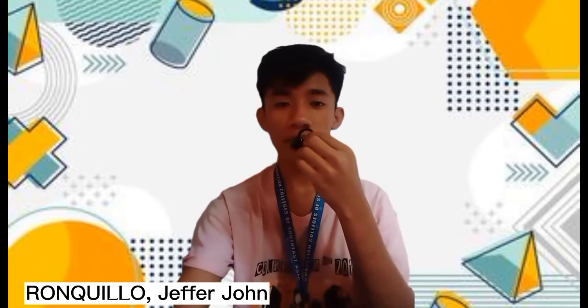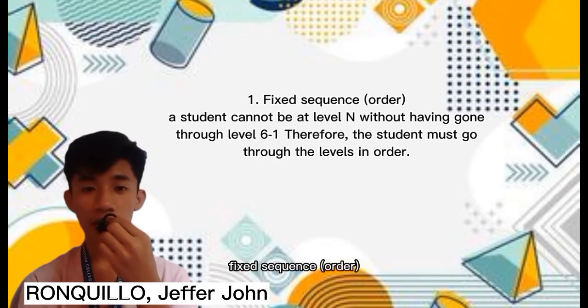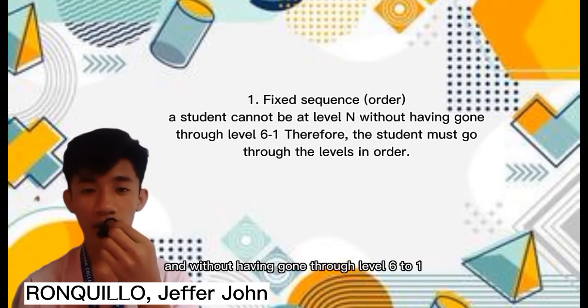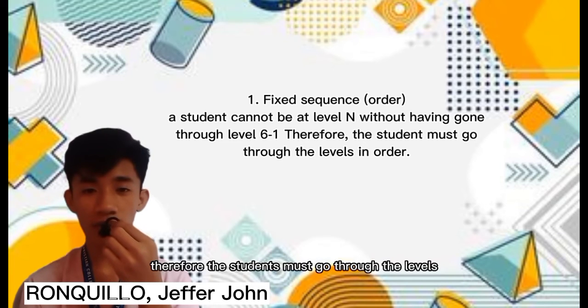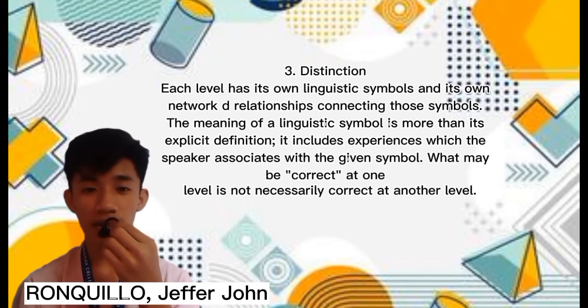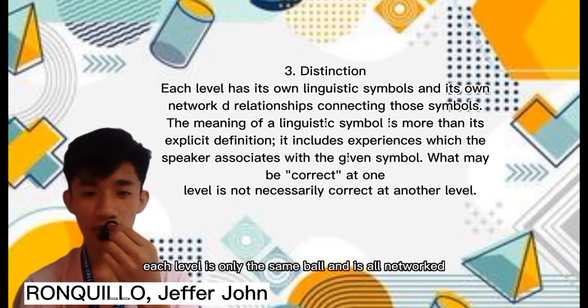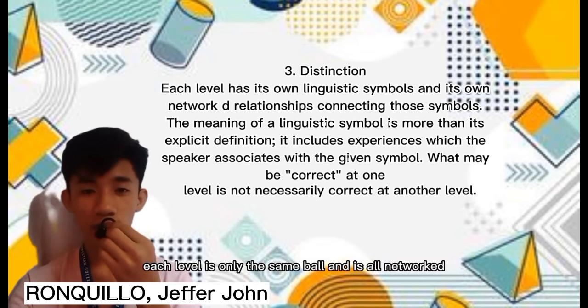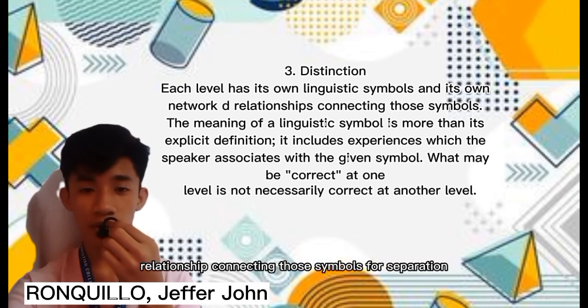Thank you, sir. Properties of levels. 1. Fixed sequence order. A student cannot be at level n without having gone through levels 1 to n-1. Therefore, the students must go through the levels in order. 2. Adjacency. At each level, what was intrinsic in the preceding level becomes extrinsic in the current level. 3. Distinction. Each level has its own linguistic symbol and its own network of relationships connecting those symbols.